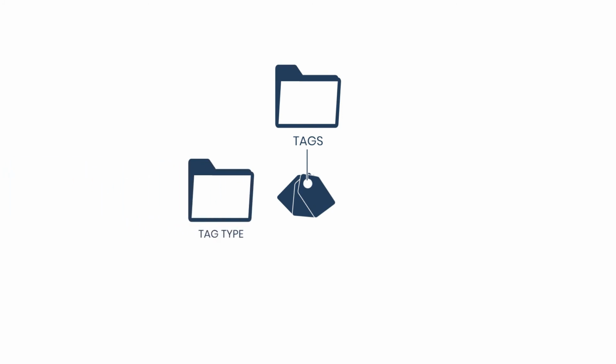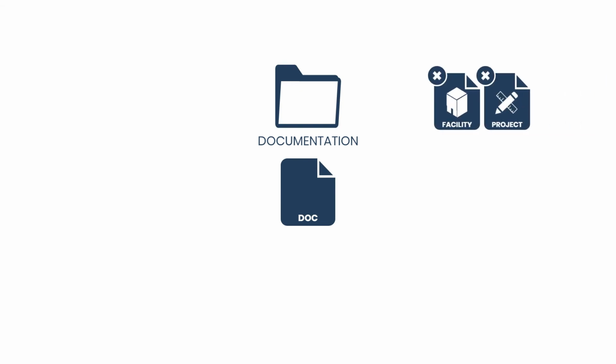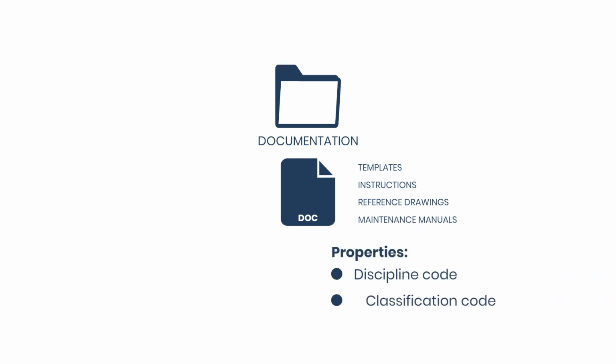The Tags branch stores your asset tags that represent your equipment. The tags folders are built using the tag type as a folder level, and all objects of that type can be found inside. The Documentation branch holds any type of documentation that is different from facility documents or project documents. These could be templates, instructions, reference drawings, maintenance manuals, and so on. The folder structure here is based on the discipline and classification properties.